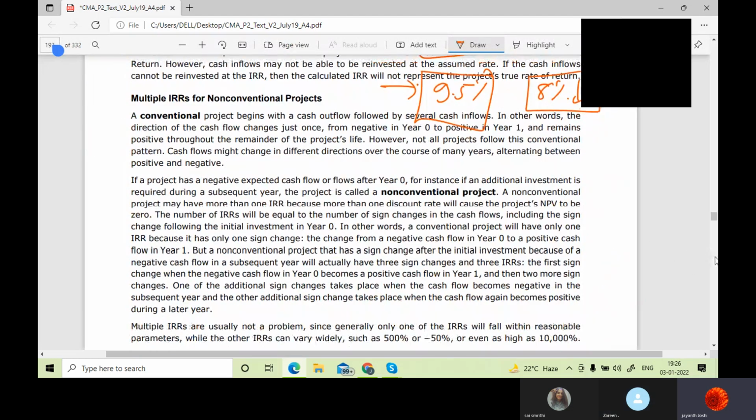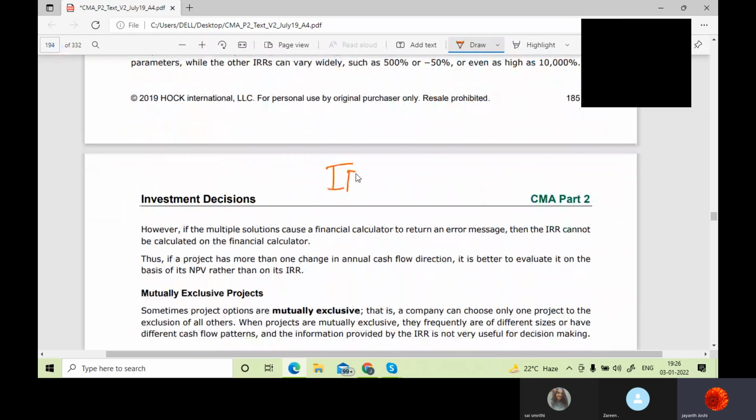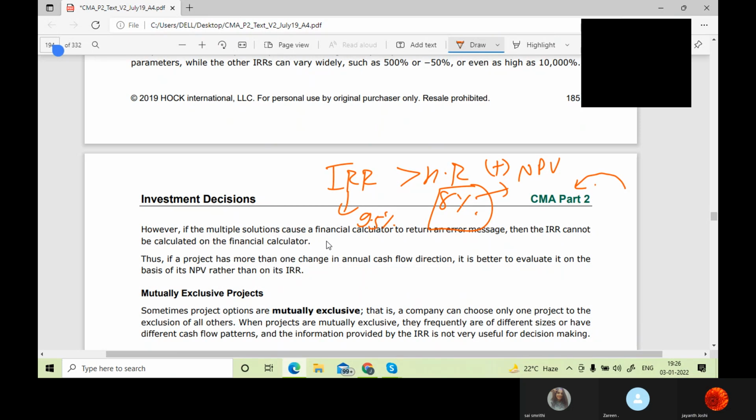So what we say is, if your IRR is more than the hurdle rate, here the hurdle rate is 8%, you get a positive NPV, because it's a smaller rate. You discount less. When you discount less, your cash inflows' present value would be high. And if you discount at a higher rate, your present value of cash inflows would be less. Correct or wrong? Yes, correct.